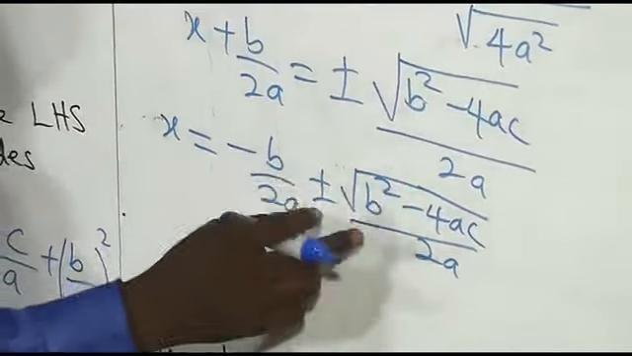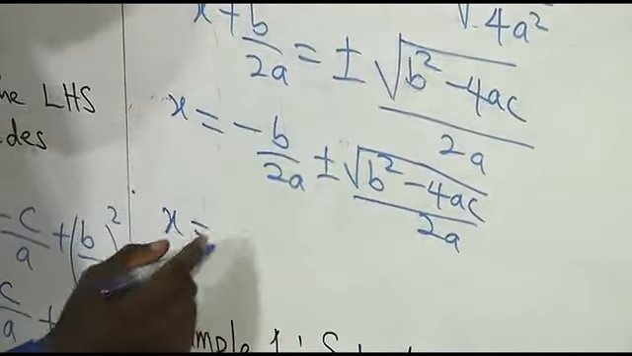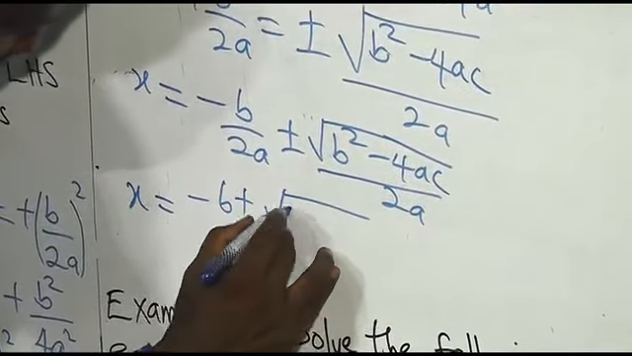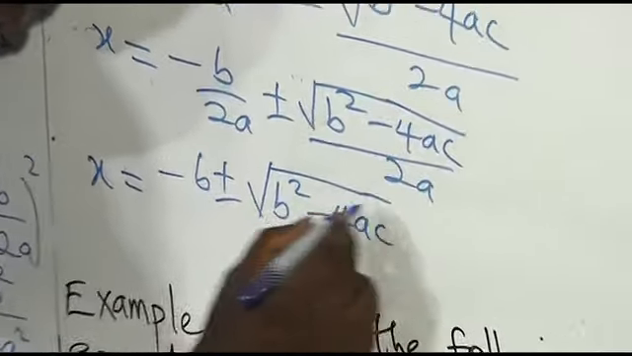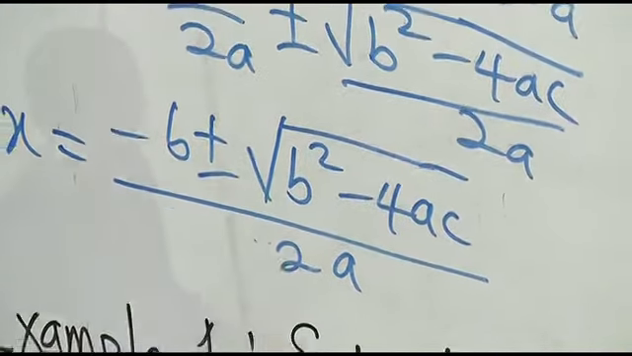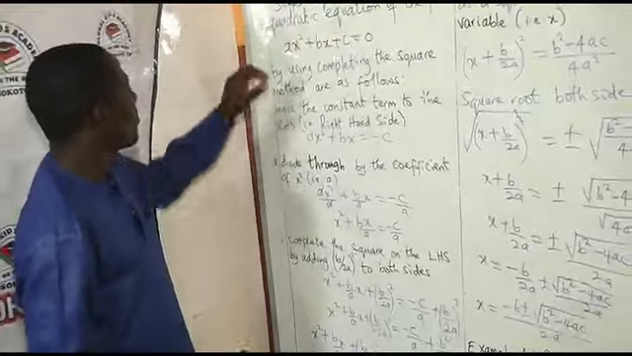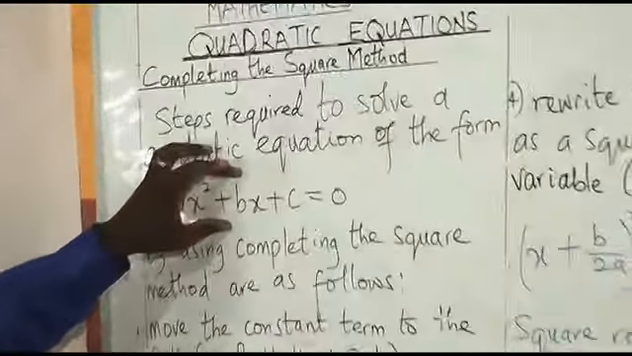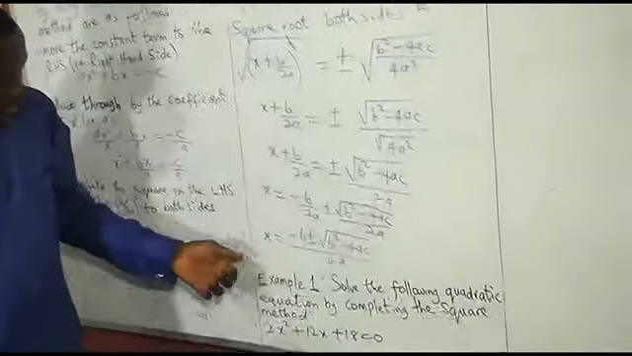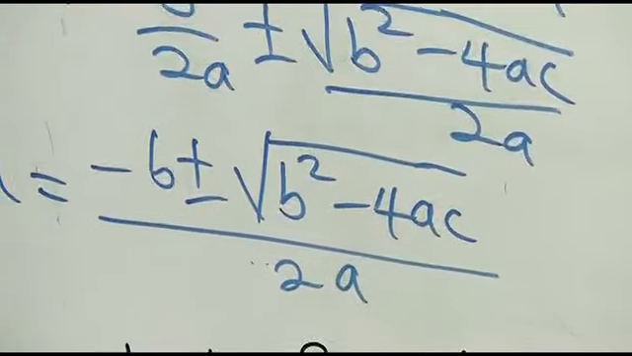So these are like fractions because the denominators are the same. You have 2a, you have 2a. So what we just do is to add or subtract the numerators, and you have this as minus b plus or minus square root of b squared minus 4ac all over 2a. We've applied the completing the square method to solve this general form of the quadratic equation to get the unknown x, and it's given as x equals minus b plus or minus square root of b squared minus 4ac all over 2a.